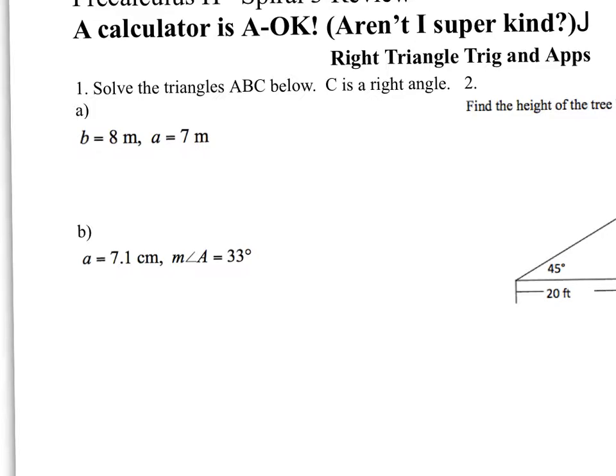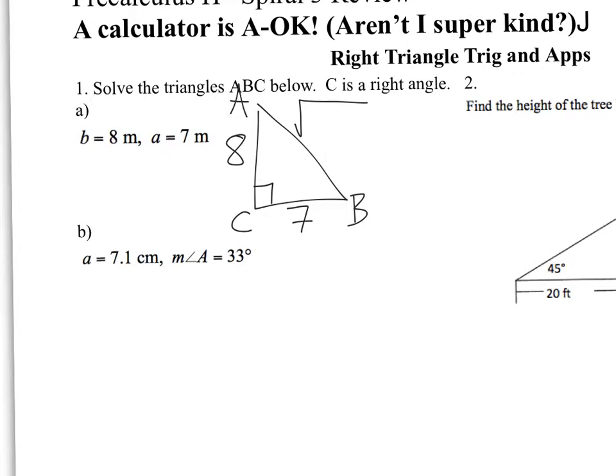First off, we've got some right triangle trig. We've got triangles ABC, where C is a right angle in both cases. I'm going to start by drawing that. And if B is going to be 8, A is going to be 7. First thing I might do is the Pythagorean theorem to get that third side. And when I Pythagorize this, I get that C is going to be the square root of 113.